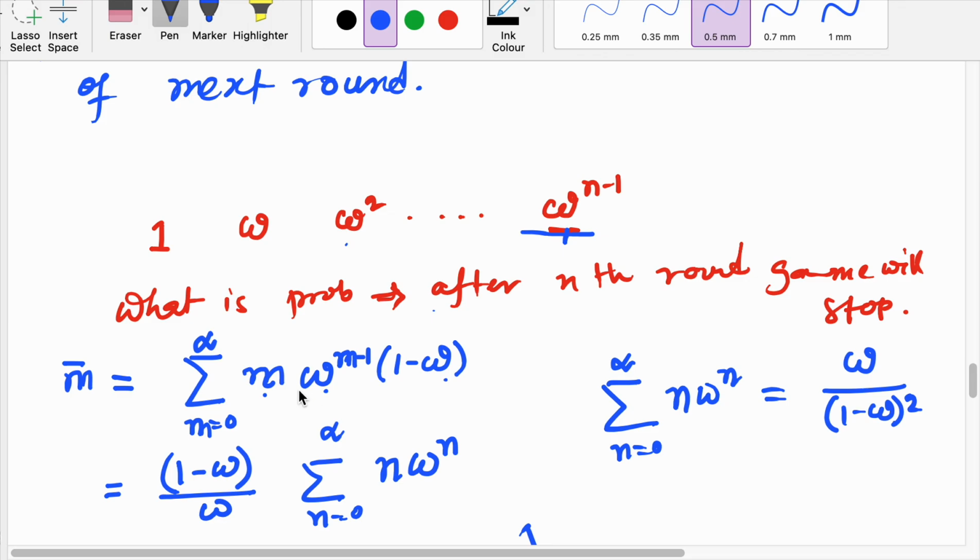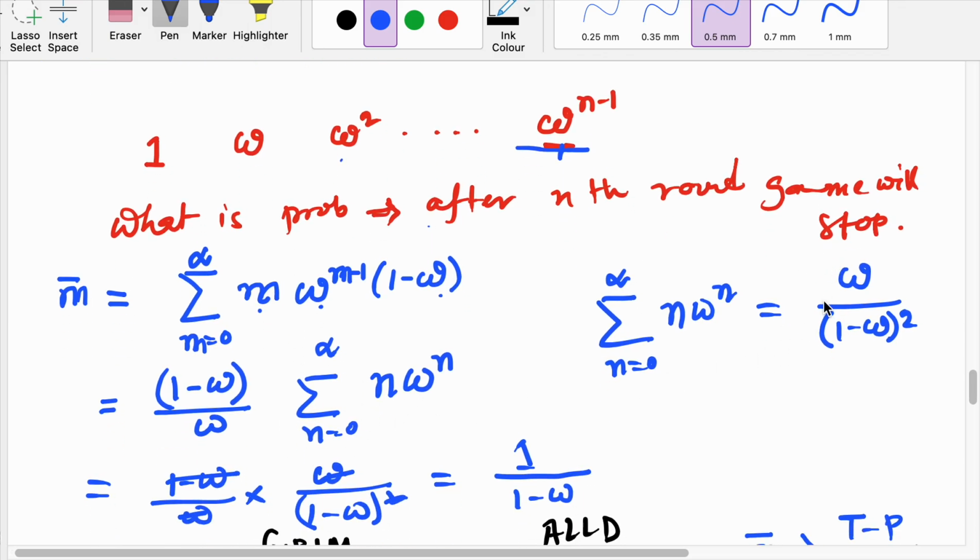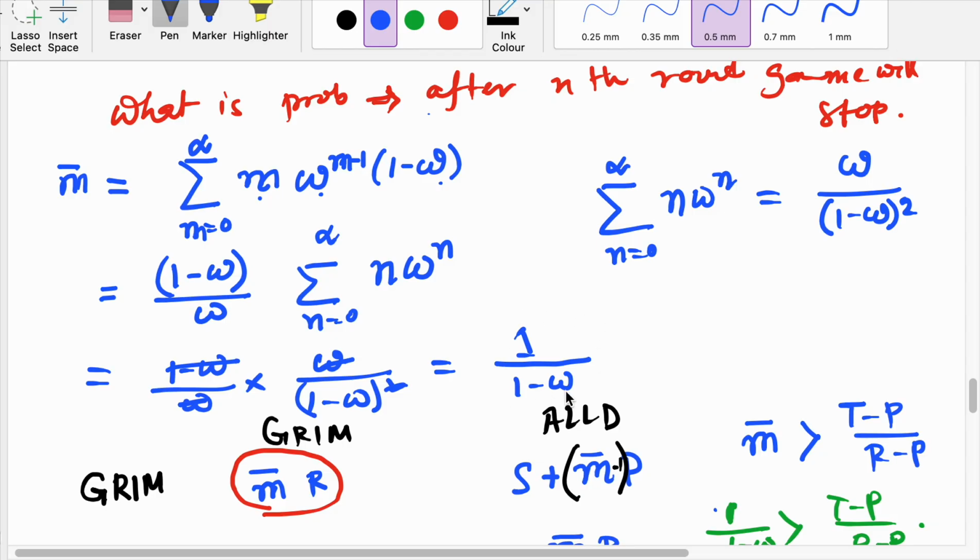This is m, and if you do the sum, you will get simply a series, and the series comes out to this, and the result will be 1 by 1 minus w. So from 0 to infinity, that kind of series.